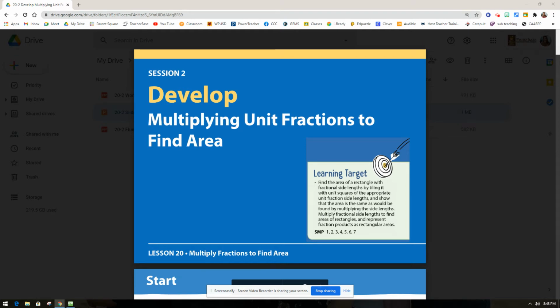Today we will be continuing our work multiplying unit fractions to find the area. We'll be using area models, we'll be using tiling, and then we will also be using the equation to find the area of rectangles. We are going to be working today in our Ready Classroom Math workbook on pages 407 through 412. So if you can, go ahead and open up your Ready Classroom Math workbook to page 407.